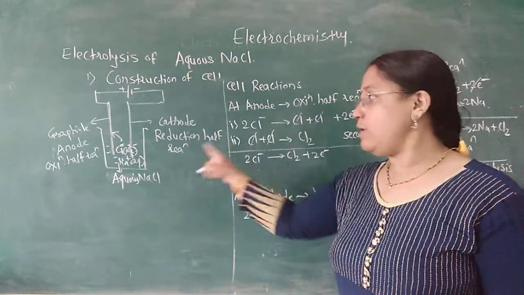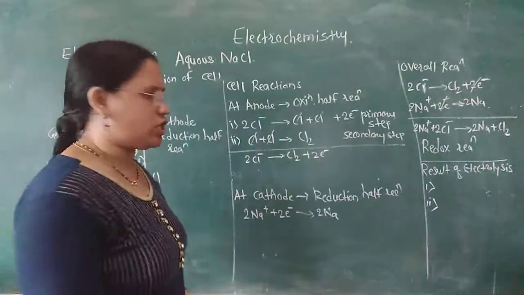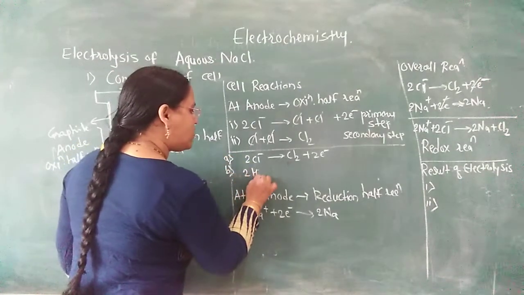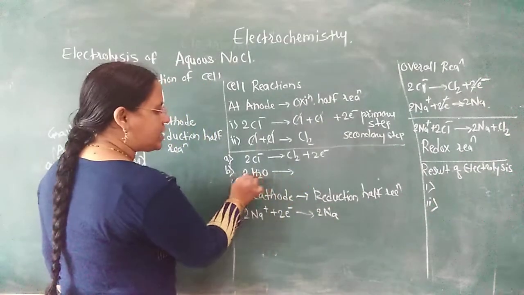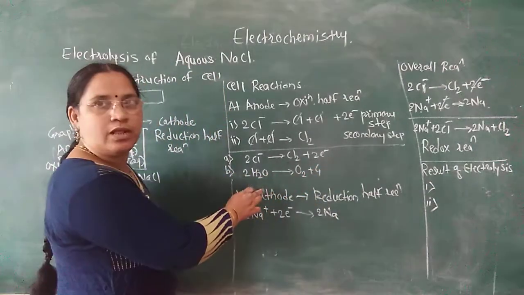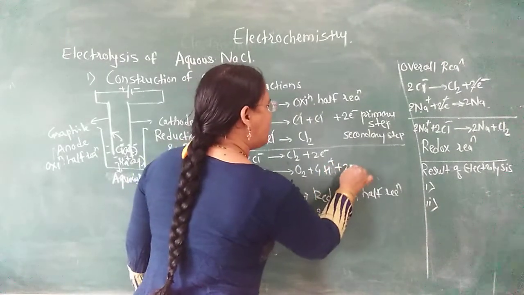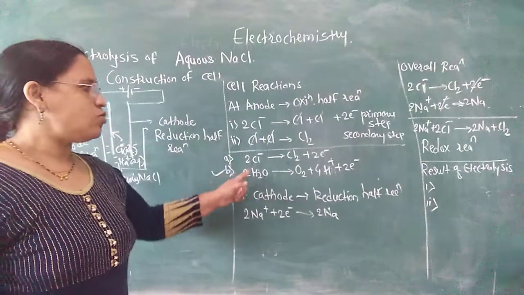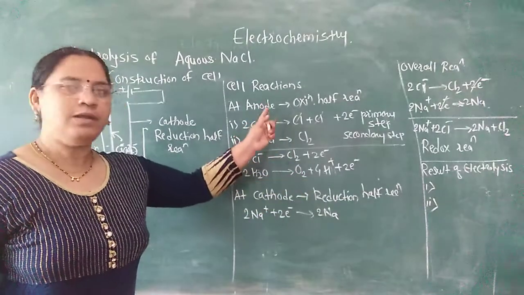Along with this one, again Cl minus ions are surrounded by water molecules. So the water molecule also undergoes an oxidation reaction. See, this one is the A reaction. B reaction is twice H2O, the water molecule, which undergoes oxidation. O2 is evolved. Plus, what is remaining if O2 is given out? 4H plus, with loss of 4 electrons. So this is one more reaction which occurs at the anode. So these two reactions occur at the anode. So along with chlorine gas, oxygen gas is also obtained at the anode.